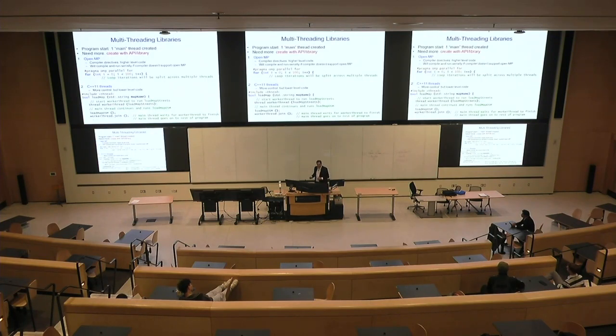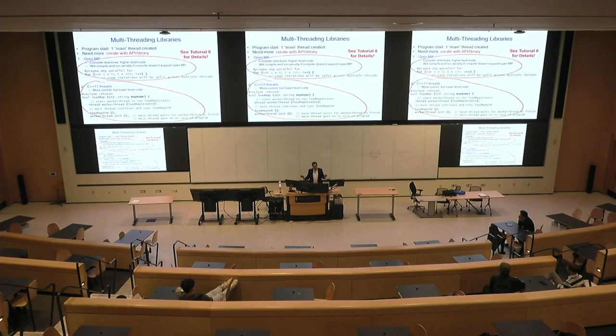Okay, how do we do this? This is a super brief overview. I'm going to go to tutorial 8 for details. There are 2 dominant ways that people use multiple threads in C++ programs. So maybe I'll start with the bottom one. The bottom one is if you go look on C++reference.com, you'll find that there's a header file called thread, and that is an API to create and manage threads.